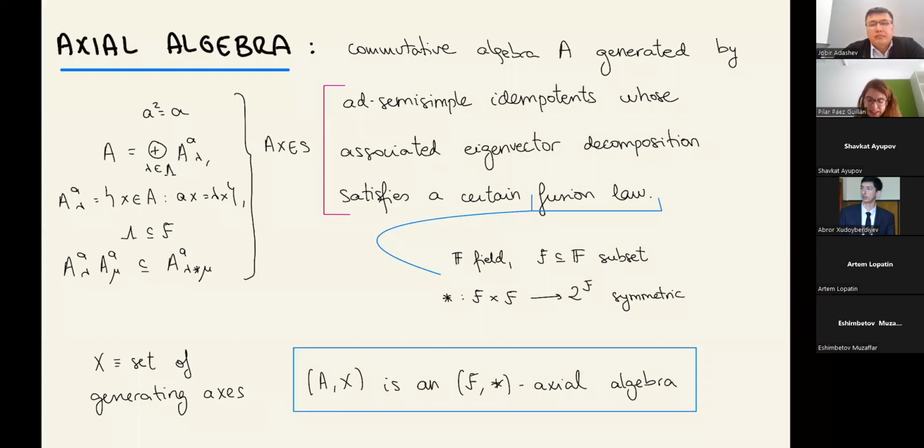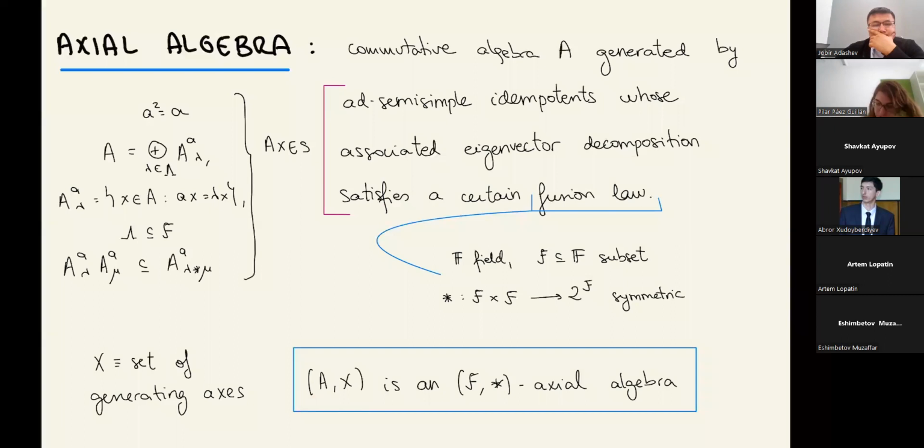Nice. So yes, I was saying that we need to have, apart from the algebra, we need to fix the set of generating axes. So the structure constructed in this way is going to be called axial algebra with respect to the fusion law that we also fixed.